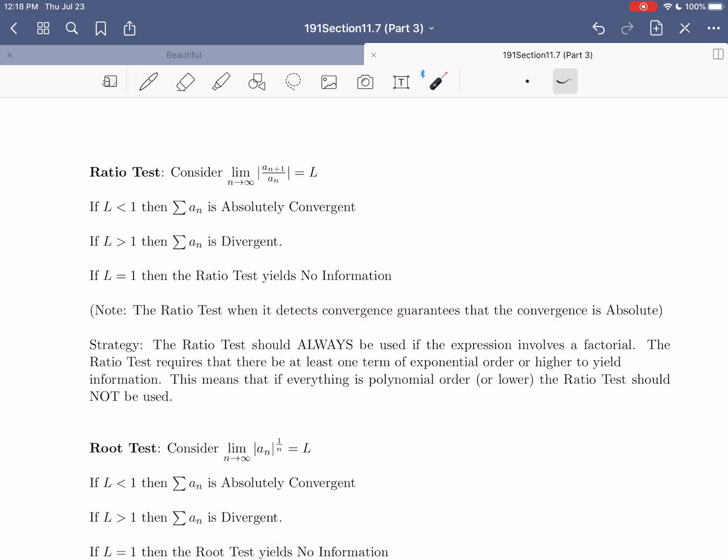Remember that the ratio test is special, along with the root test, because when it says that something converges, it doesn't just say that it converges, it tells you that the convergence is absolute convergence. In terms of strategizing, the ratio test should always be used if your expression involves a factorial. Anytime you see a factorial or a modified factorial or anything like that, you automatically know ratio test. Ratio test can also be used as long as at least one of the terms is exponential order or higher. So exponential, factorial, n to the n, anything like that. You can use ratio test. It doesn't necessarily mean it's the best one to use, but you can use it.